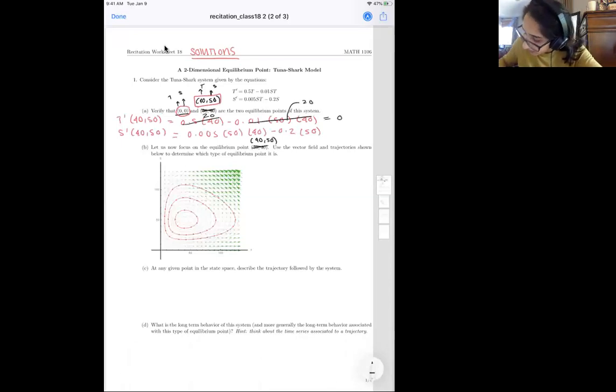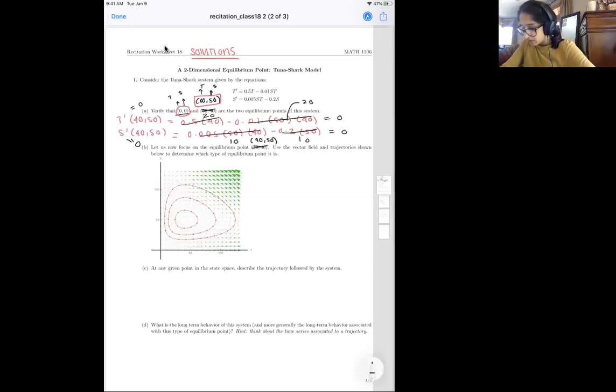On the other hand, 0.005 times 50 times 40 should equal 10, and 0.2 times 50 equals 10 as well, which means this entire equation is equal to 0. So we have T prime equal to 0 and S prime equal to 0 when we have 40 tuna and 50 sharks, indicating that 40, 50 is in fact an equilibrium point. And you can go through the same process to show that 0, 0 is an equilibrium point as well.